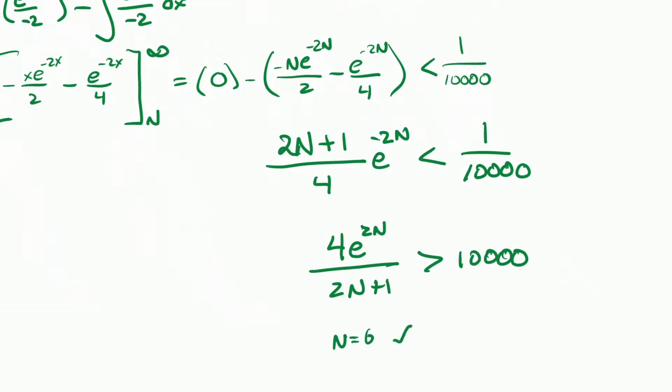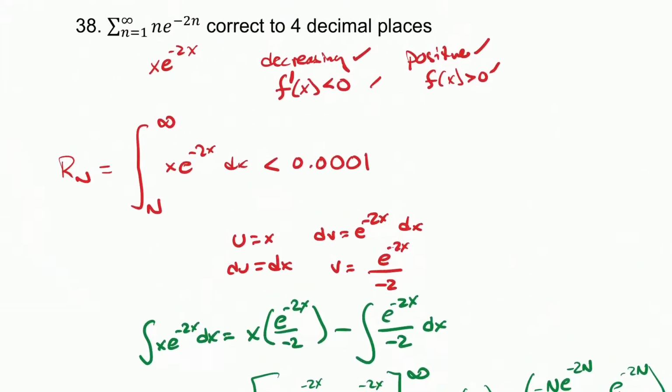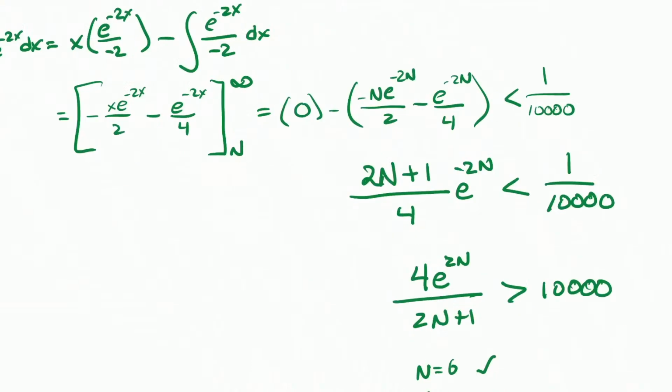What about n equals 5? Because I want to know the very first time that this is good. So when I do n equals 5, I get e to the 10th over 11. So 4 times e to the 10th over 11, and that gives me 8,000. So n equals 5 is a no. So in other words, how many of these do I need to add up? I just need to add up 6 of them. So n equals 6. 6 is the answer.